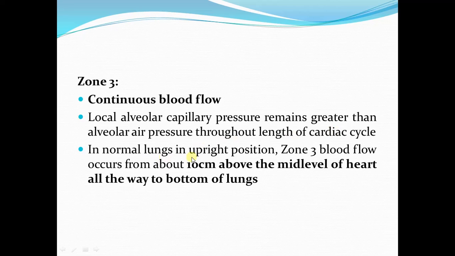In normal lungs, in the upright position, zone 3 blood flow begins about 10 centimeters above the mid level of the heart all the way to the bottom. So the extension of the zone 3 blood flow is about 10 centimeters above the mid level of the heart to the bottom of the lung. So we can now see that there are two zones of blood flow in an upright person in healthy conditions. Zone 2 is in the upper part of the lungs and zone 3 is in the lower part of the lungs.